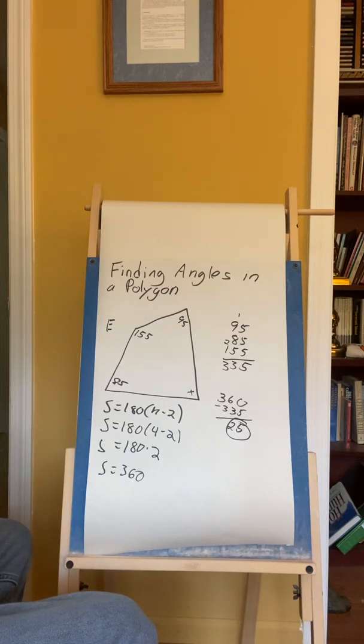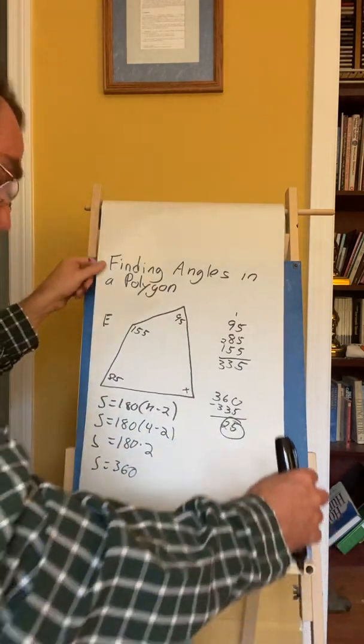Remember when we had x's and we knew the three angles of a triangle in terms of x, we added them up and set them equal to 180. Well, now depending on the number of sides, the angles will add up to 180, 360, etc. So let's do one.